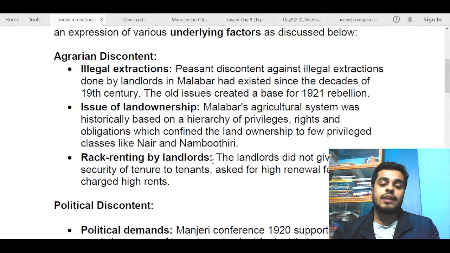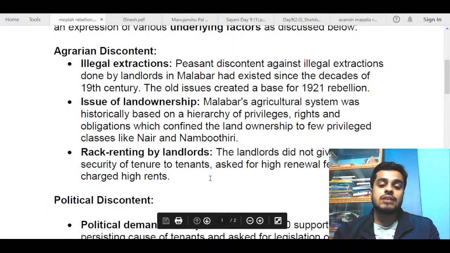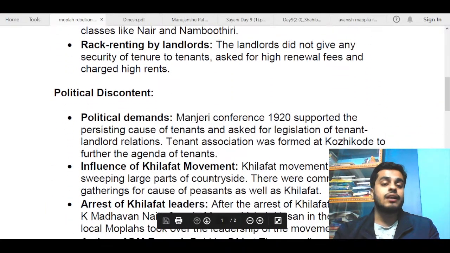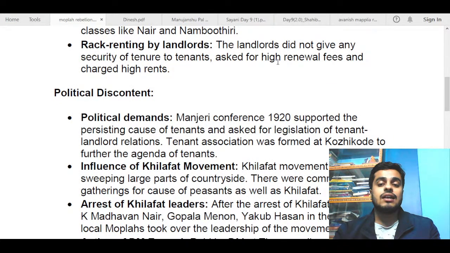Next was rack renting by landlords. The landlords did not give any security of tenure to tenants, asked for high renewal fees, and charged high rents. So again, this is basically illegal extraction, only talking about it in a bit of detail. Like I'm talking about the tenure of tenants. This was not fixed. They could be fired anytime when the landlords felt like it, were asked for high renewal fees and were charged high rents on the lands. So you could have talked about these two or three points in agrarian discontent.